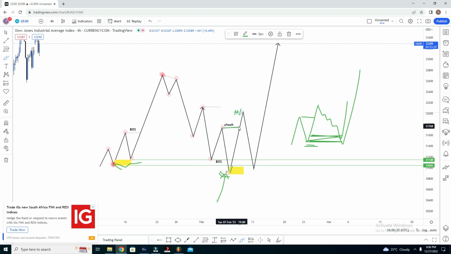So when this happens, we then look to go long at this order block, right? And this is a high probability trade because this is a fresh zone. This would be a fresh zone.